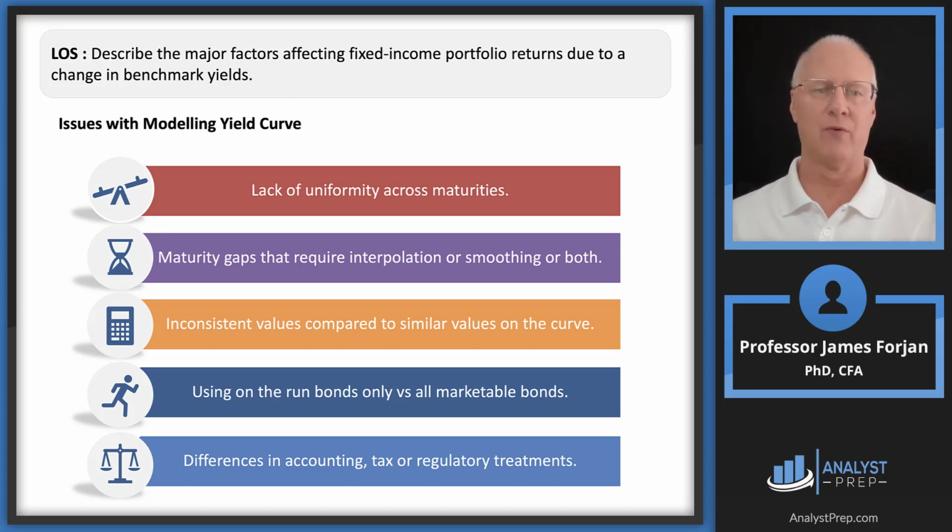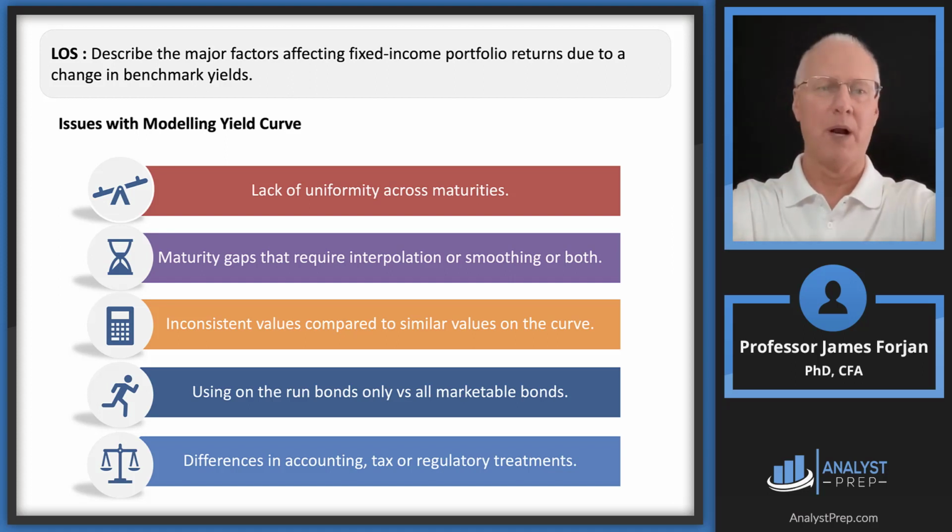So there's lack of uniformity. There are maturity gaps, and there are inconsistencies based on just the kind of general ideas behind these issuing companies, and in the example that I just gave, the issuing governments. And so what do you have to do?